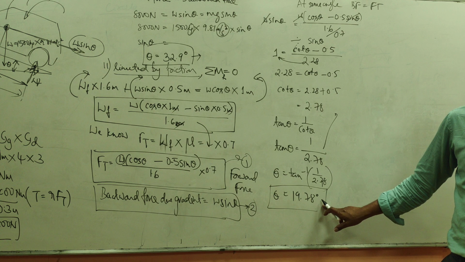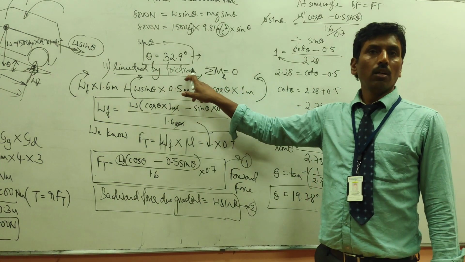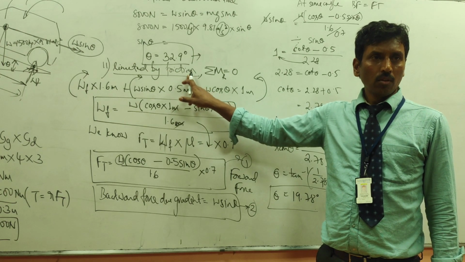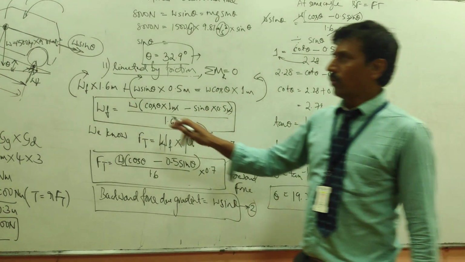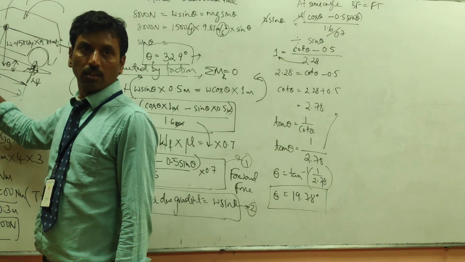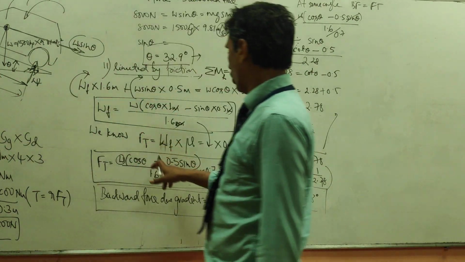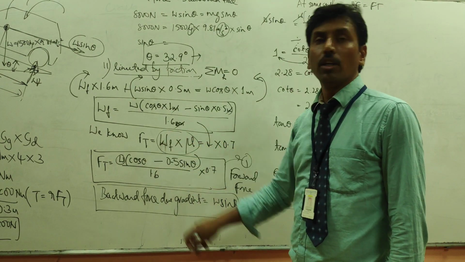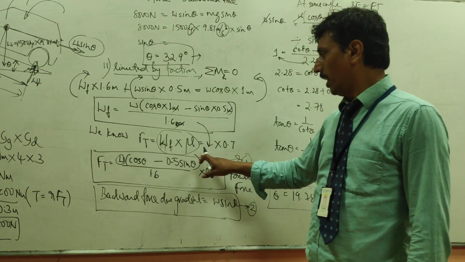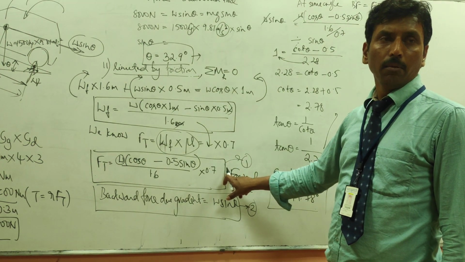Why can't you climb beyond 19.78? It is limited by friction, which means that if the angle is more than 19.78, the front wheels will start slipping. The front wheels will start slipping because the friction is limited to mu into WF. That is the maximum friction it can take. So this is the forward force it can create. It cannot create beyond that.